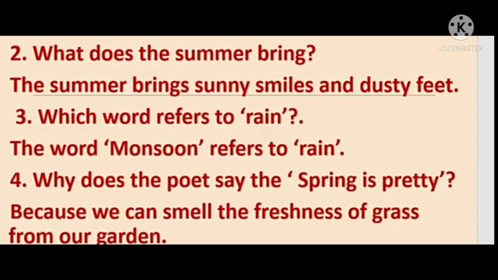Question and answer. Name the season mentioned in the poem. The seasons mentioned in the poem are summer, rainy, spring and autumn. You can write summer, monsoon, spring and autumn also. Rainy and monsoon both are the same. Question number 2. What does the summer bring? Answer: the summer brings sunny smiles and dusty feet. Question 3. Which word refers to rain? And the answer, the word monsoon refers to rain. Question number 4. Why does the poet say the spring is pretty? Answer: because we can smell the freshness of grass from our garden.